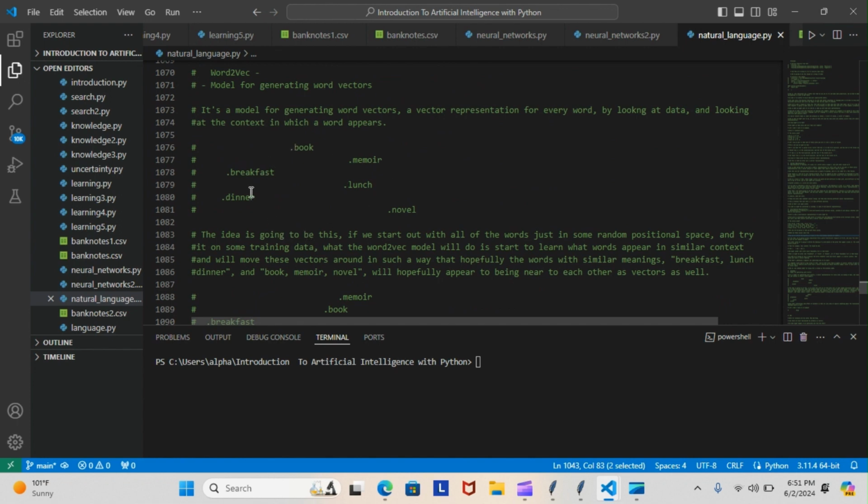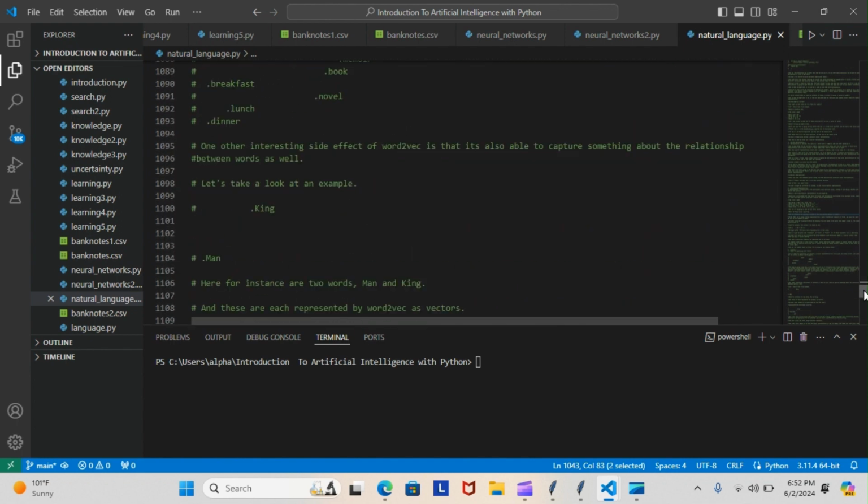We have a bunch of words at a bunch of random locations inside of a vector space. The idea is going to be this. If we start out with all of the words just in some random positional space and train it on some training data, the word2vec model will start to learn what words appear in similar contexts and will move these vectors around in such a way that hopefully the words with similar meanings, breakfast, lunch, and dinner, and book, memoir, and novel, will appear near each other as vectors as well.